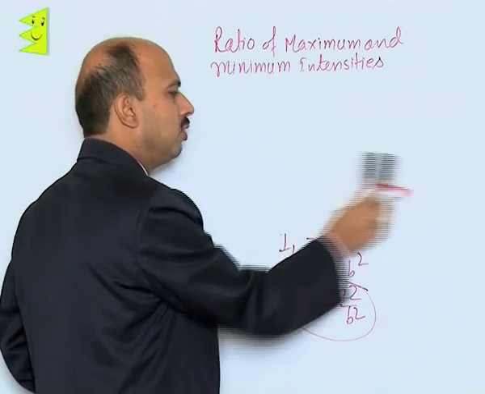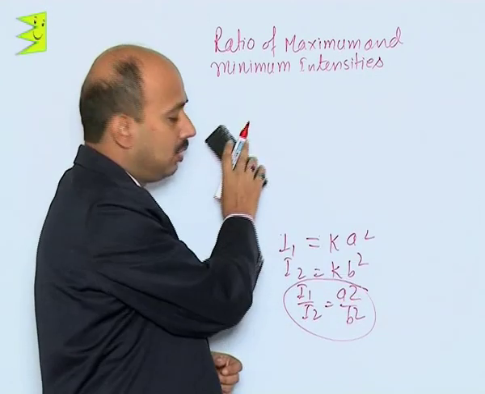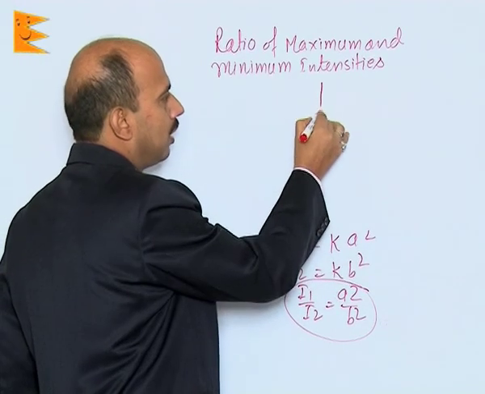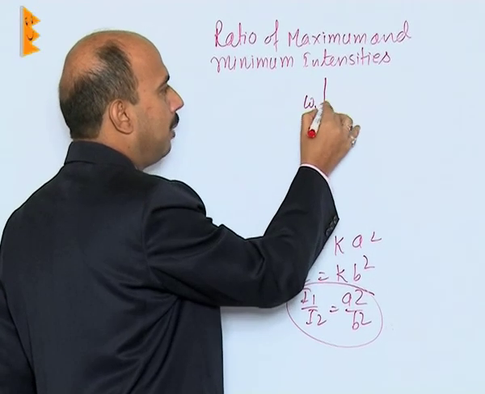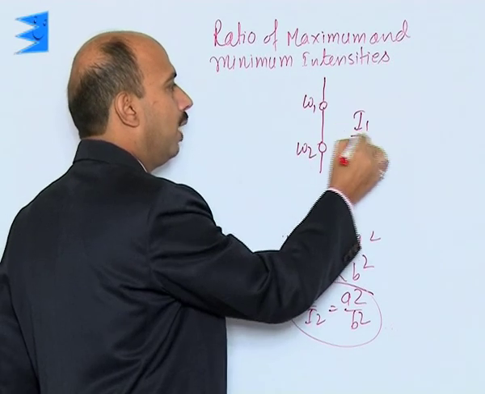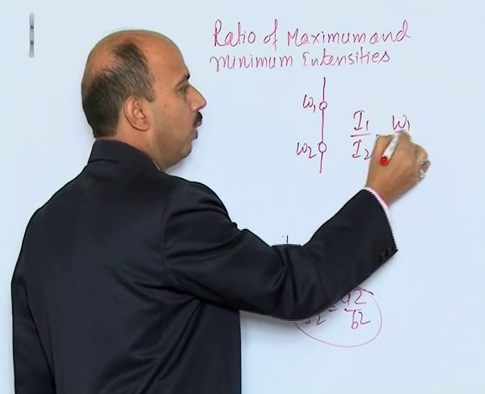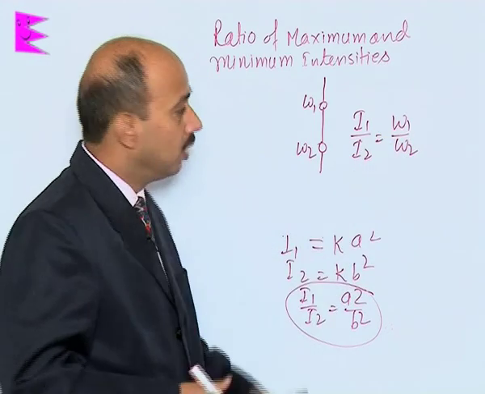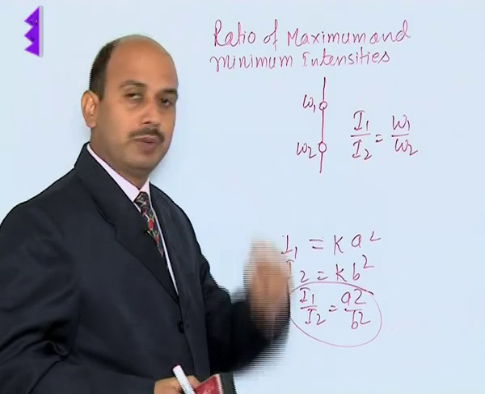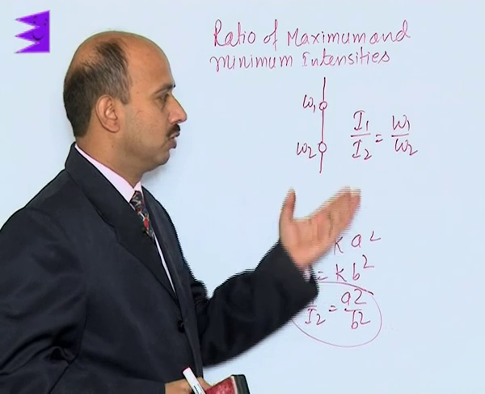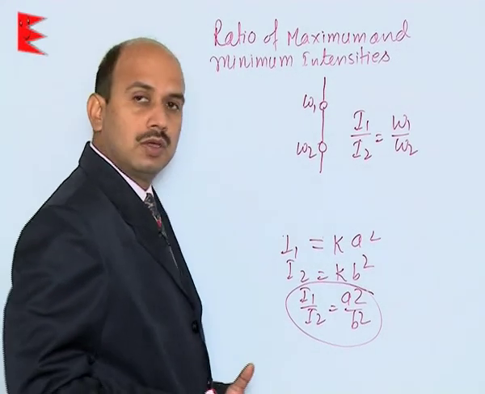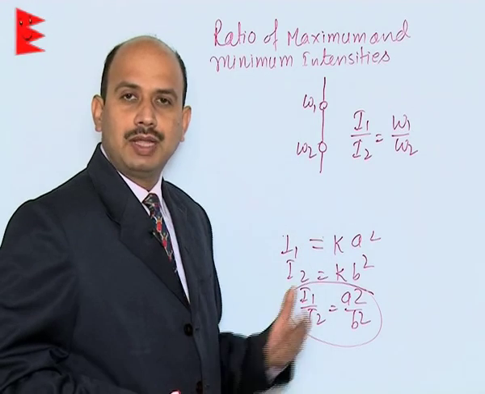Similarly, there is one more relation we can utilize here, between intensity and the width of the slit. Suppose you have got slits where one width is W1 and the other width is W2. Then you can write I1 upon I2 is equal to W1 upon W2. So, the intensity of the sources is directly proportional to the width. Now, we have seen all these relations of the intensities.